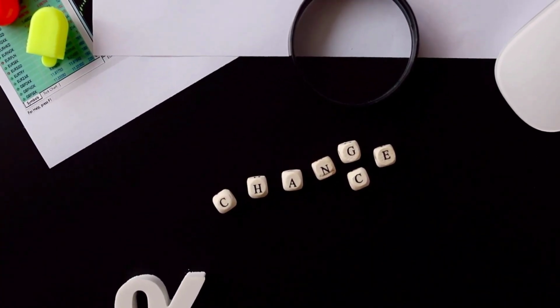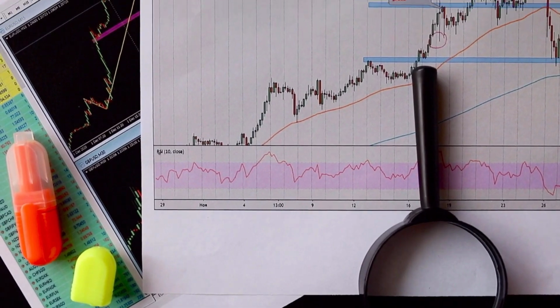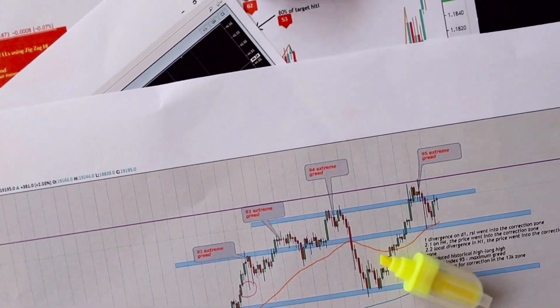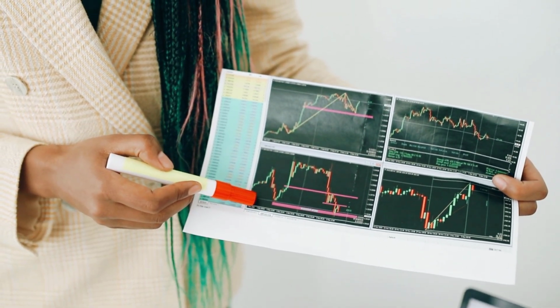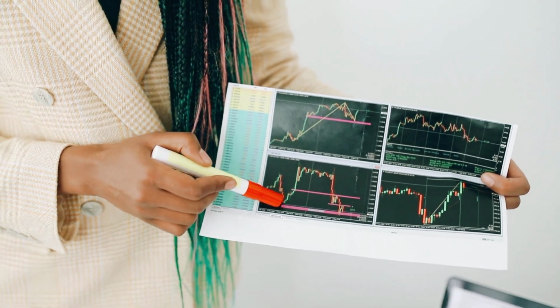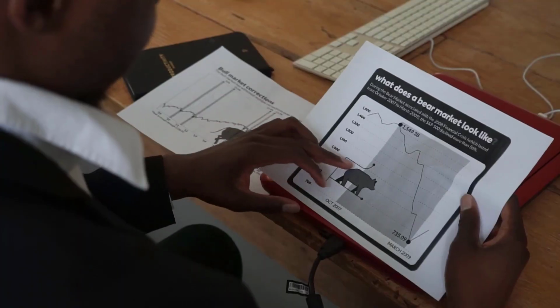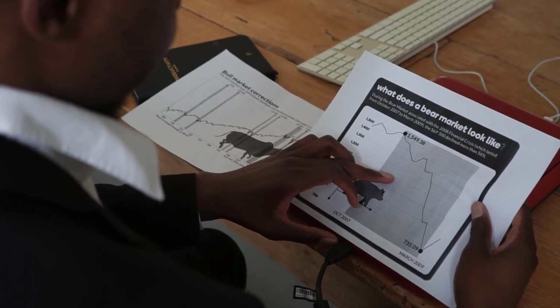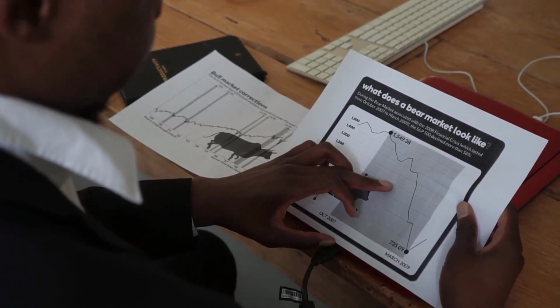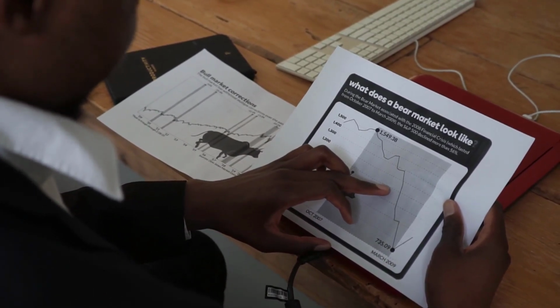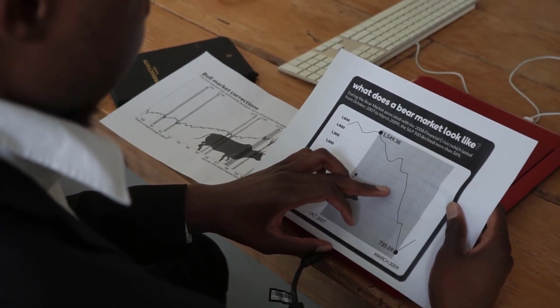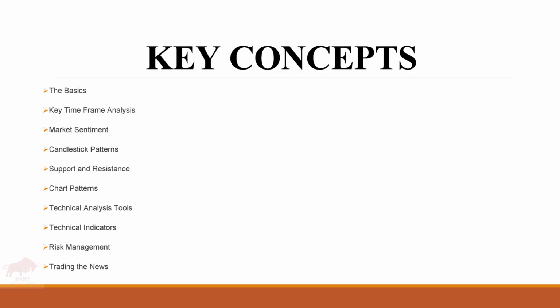While fundamental analysis delves into the financial health of companies and their intrinsic value, technical analysis focuses on the collective actions of market participants and the impact on price movements. It is based on the premise that history tends to repeat itself and that market trends can be identified and exploited for profit. Throughout this video, we will explore the key concepts from basics to multi-time frame analysis, market sentiment, candlestick patterns, support and resistance, technical tools and indicators, trading the news, etc.